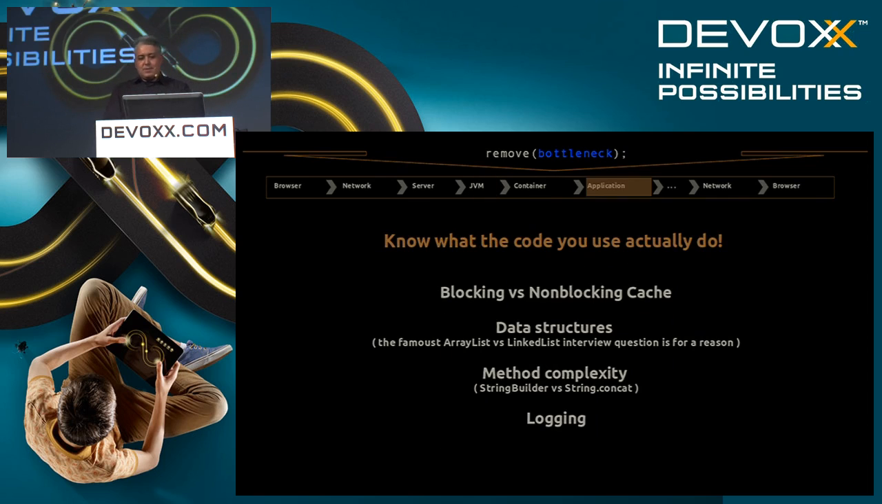All right? So another thing is on the application level, and this is more to kind of where you are. So I already mentioned the cache. One thing that I surprisingly find people not knowing is what is the difference between blocking and non-blocking cache? If you don't, please go find out. It's important. The other thing is data structures.